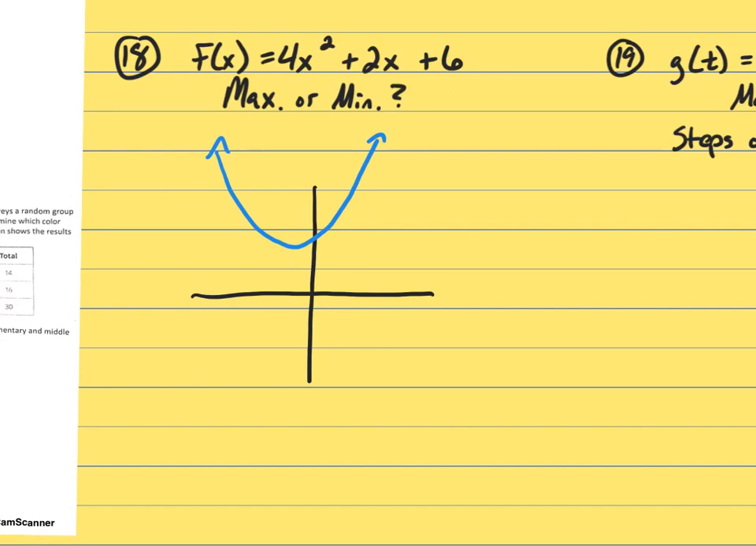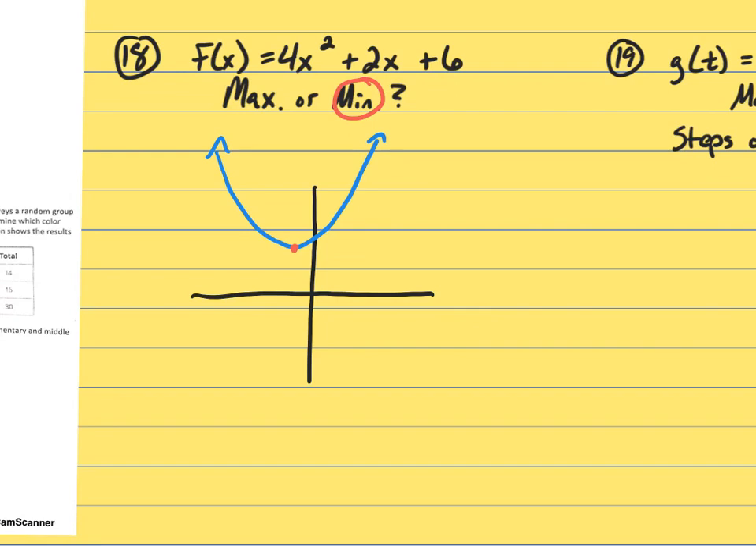On number 18, to determine if the vertex is a maximum or minimum, and to find the vertex, all you would have to do is graph it on your graphing calculator, and I have an example of what it should look like. Because the vertex is at the bottom, it is a minimum.